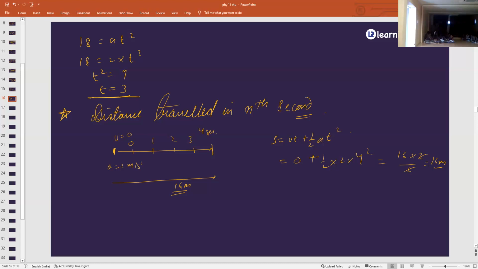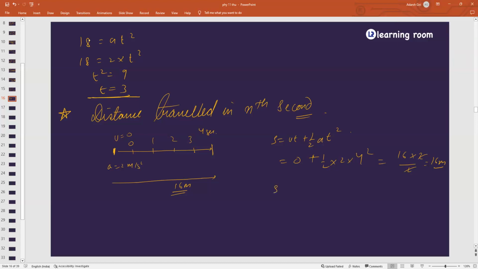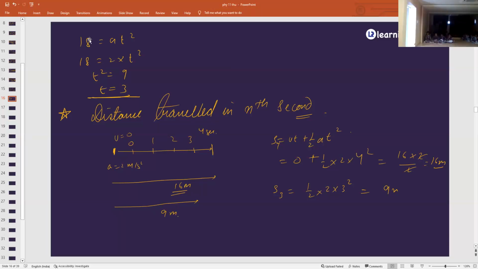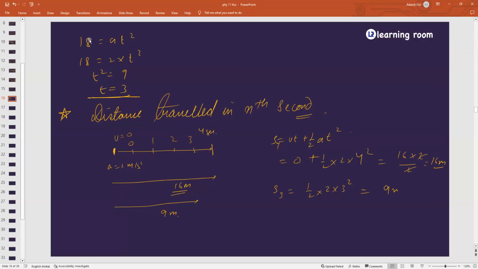Yes, sir. Right? What will you do if I ask you for 3 seconds? You'll do the same thing. Half into 2 into 3 square, so it will be 9 meters. So from 0 to 3 seconds, it is 9 meters. Agree? Yes, sir. So what if I ask you to calculate the distance traveled in the fourth second?